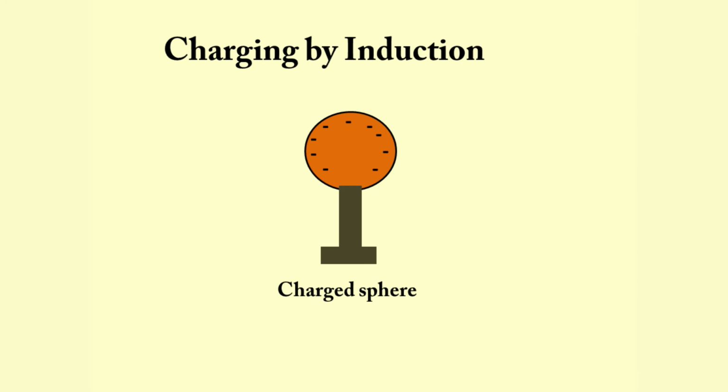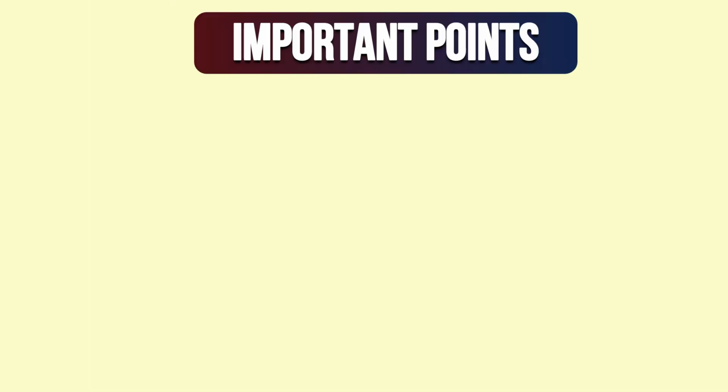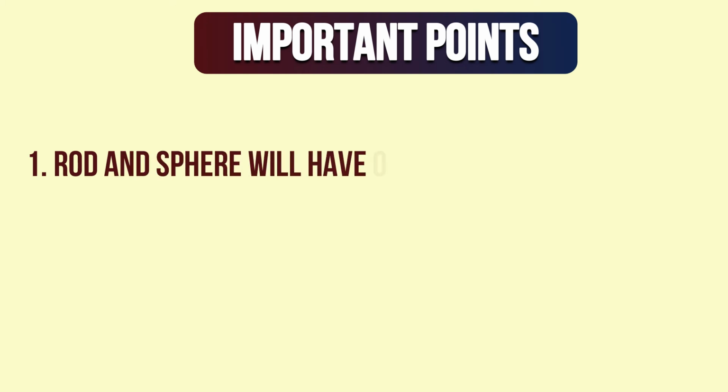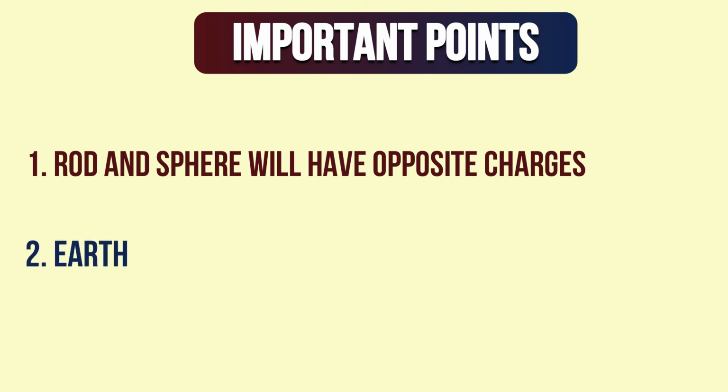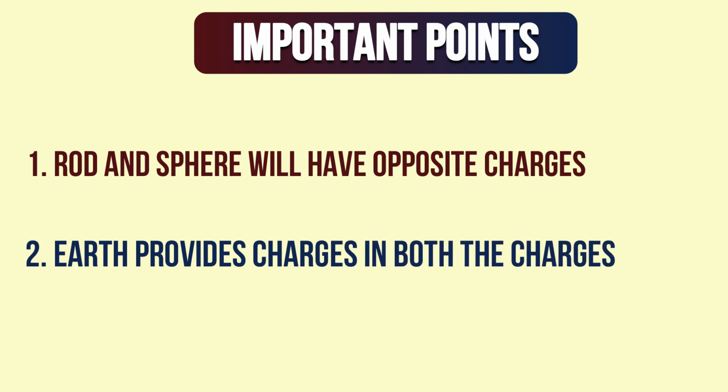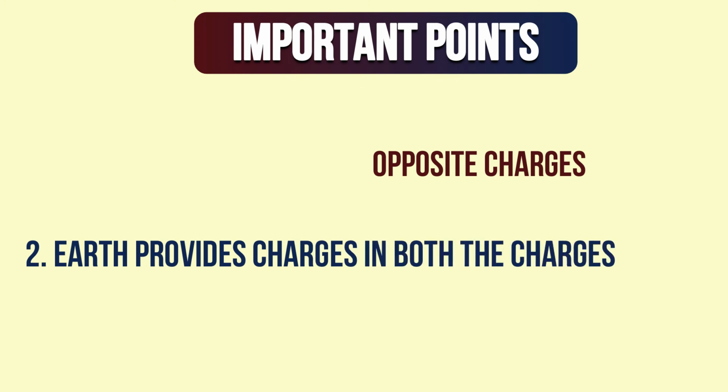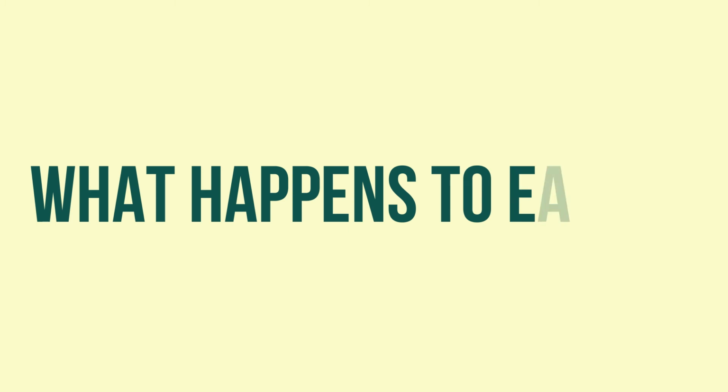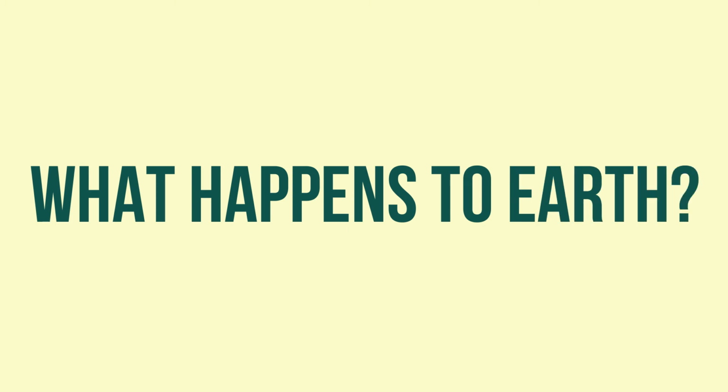Guys, again you need to note two important things from this experiment. Number 1, if the rod is positively charged, then the sphere gets negatively charged. Similarly, if the rod is negatively charged, then the sphere gets positively charged. Point number 2, in both the cases, the earth provides the extra charge. Then the question is, what happens to earth when it gives or takes some charge?